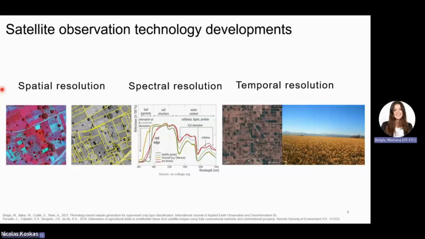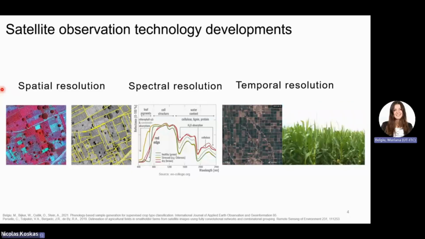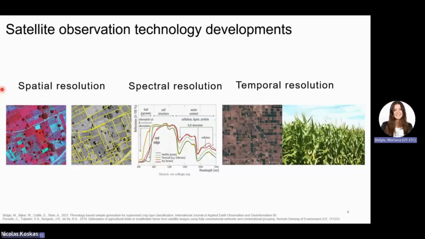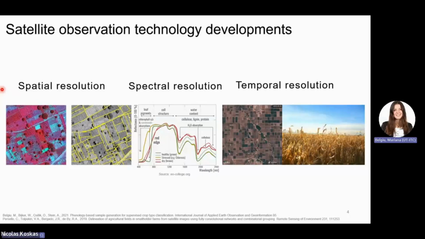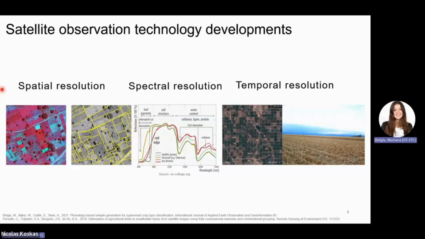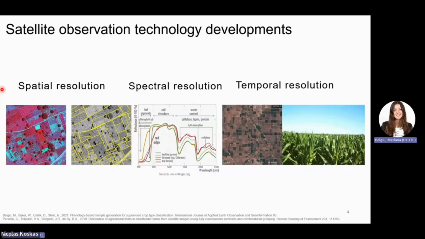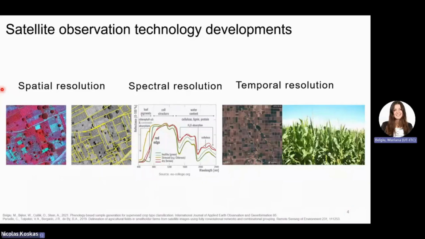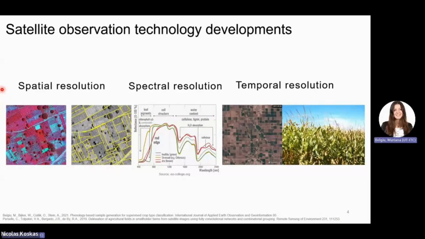And we have another very important development. This is related to the temporal resolution. It means more frequent observations, and this enables us to monitor crops over time. Think of tracking crop growth stages, identifying the planting dates, measuring the impact of drought or pests through the season.